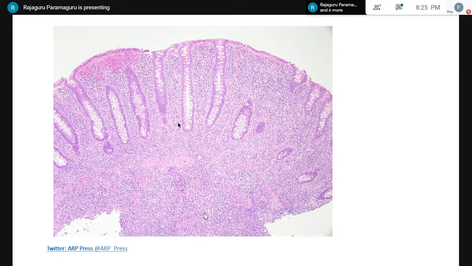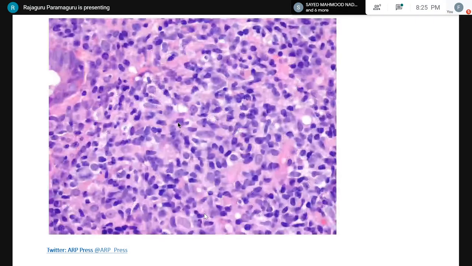but when you go to higher power, what you can see is there's a lot of plasma cells in the lamina propria, and then there's some kind of vague epithelioid cell collection.